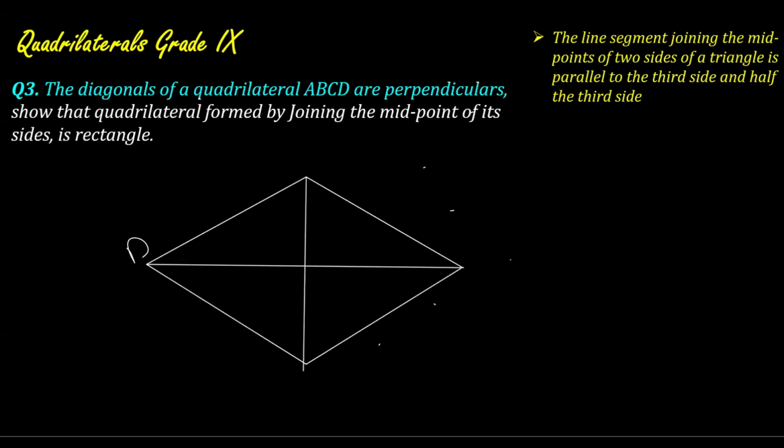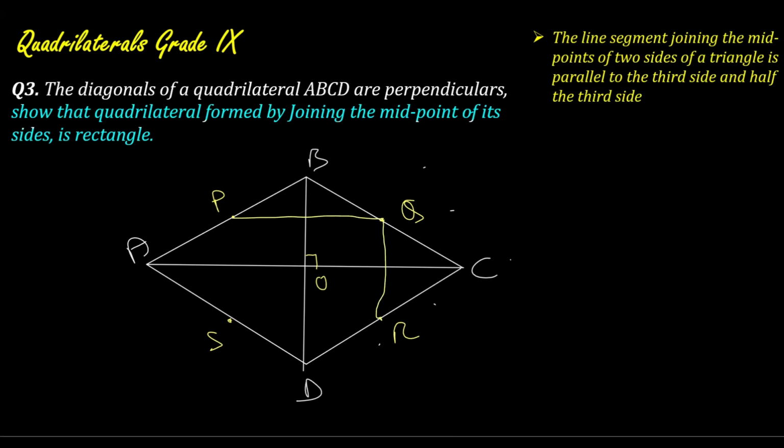If I name this as A, B, C, D, it says that further we have to show that the quadrilateral formed by joining the midpoints of the sides is a rectangle. That means we need to join the midpoints. Say I took P as the midpoint of this, Q the midpoint of this, R as this, and S as this. And the diagonals are given perpendicular. I took the point of intersection as O. Now I'm going to join these midpoints, and the quadrilateral so obtained is a rectangle. That's what we need to prove.